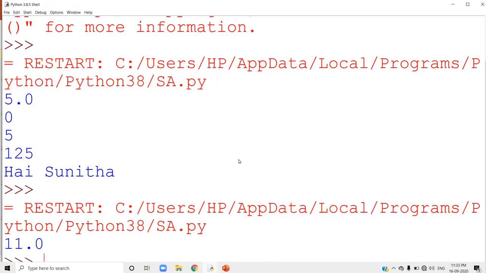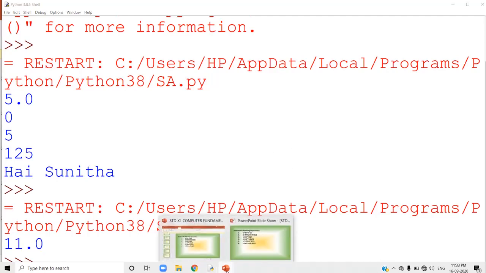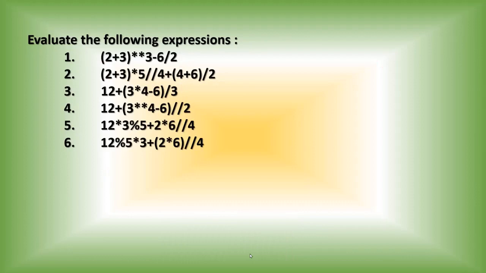So this is the way you manually calculate step by step and find the answer. After that, using the print statement, try it out in the Python interpreter and check whether your answer is right or wrong. In the same way you have to evaluate the remaining ones also. So that is all about that topic.